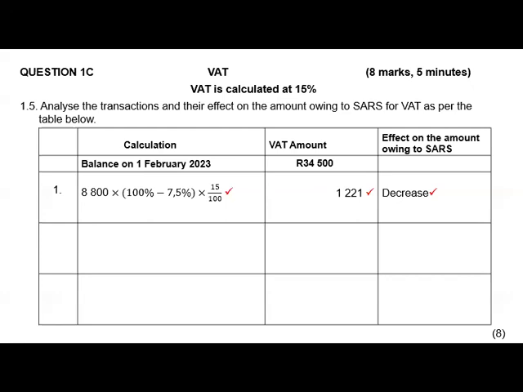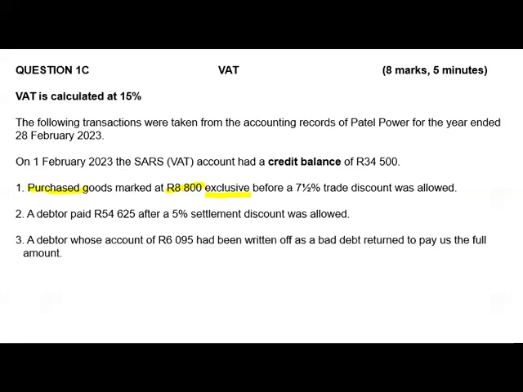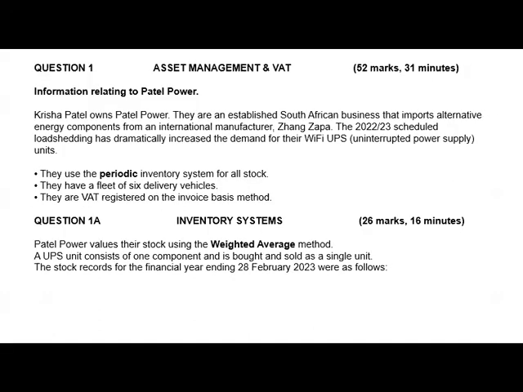Right? Let us move on. The second one, what does it say? It says that a debtor paid 54,625 after a 5% settlement discount was allowed. Note that when we sold these goods to the debtor, and I need to go back to this because you need to understand for IEB purposes, VAT is calculated on the invoice basis, all right? Invoice basis. And it's specified that it's on invoice basis. So when we sold these goods to a debtor, we recognize VAT output when we sold them to the debtor.